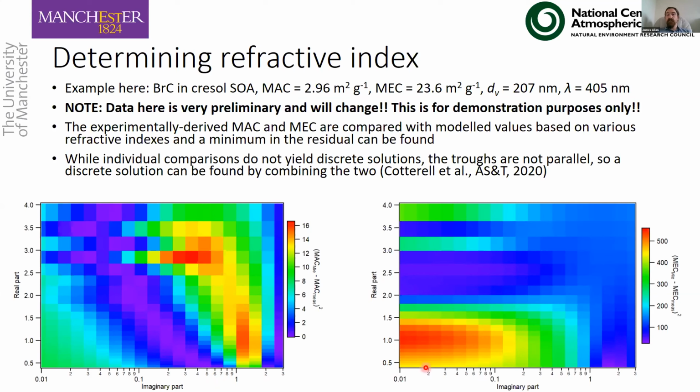But then if we go to the extinction, we've got again a value in the residuals, but this is in an opposite direction. Because the imaginary part of the refractive index affects absorption much more strongly, this line's a lot more vertical, this line's a lot more horizontal. So the point here is to stress that by using the combination of extinction and absorption, we can then home in on the proper complex refractive index.